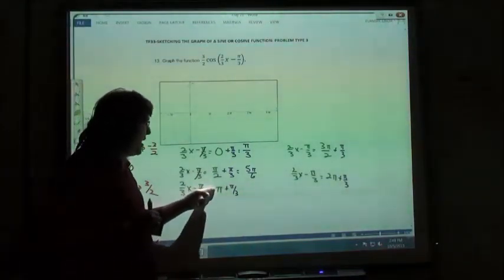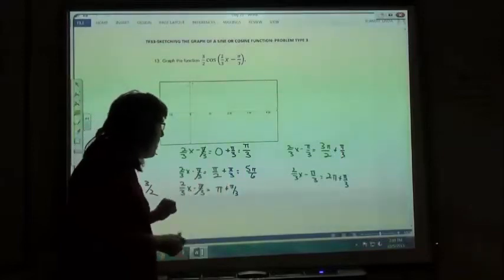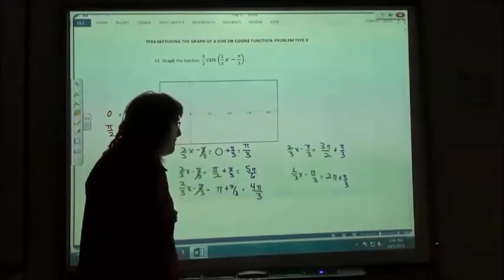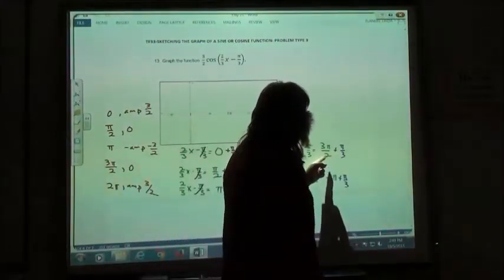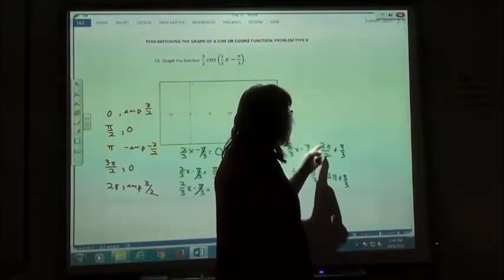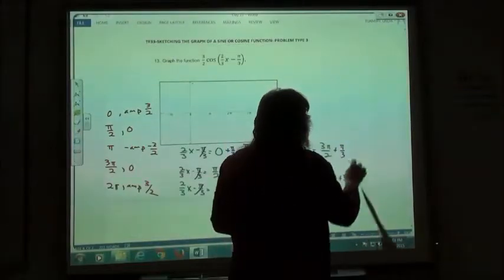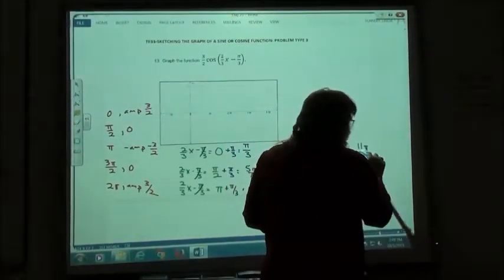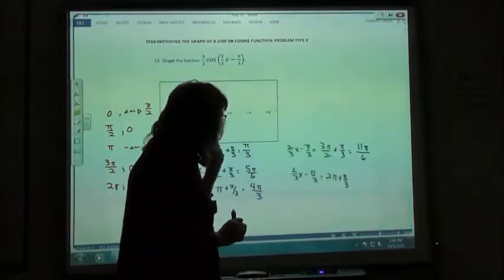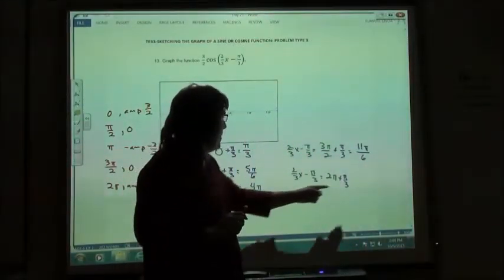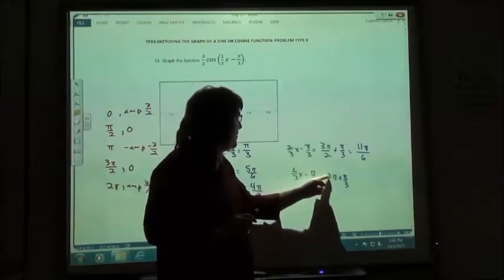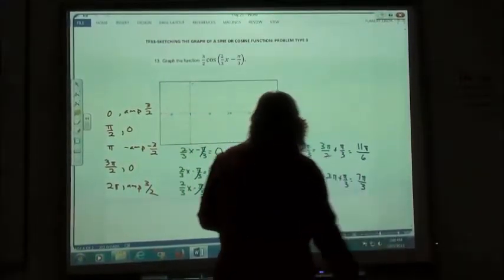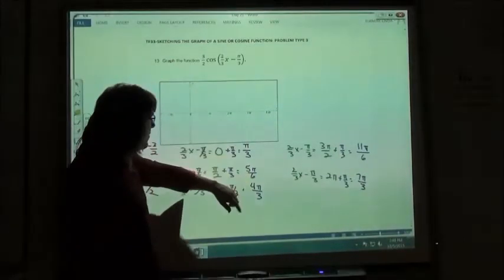Here, I'm going to have 3 pi over 3 plus 1 more pi over 3, so I'm going to get 4 pi over 3. Here, I'm going to go over 6, so I'm going to get 9 plus 2, 9, 10, 11. 11 pi over 6. And then here, I am going to have 6 plus 1, which is 7 pi over 3. So each of these should change by the same amount.